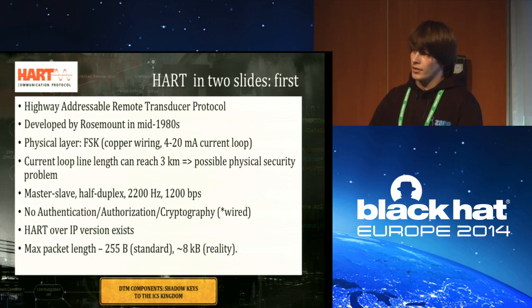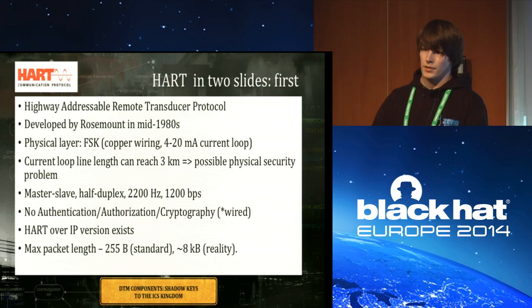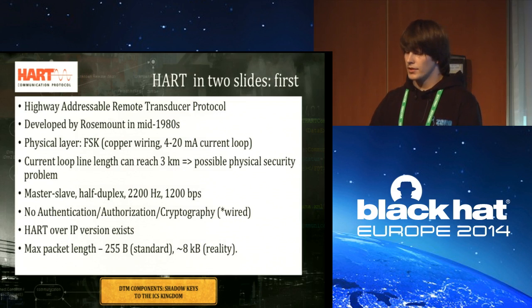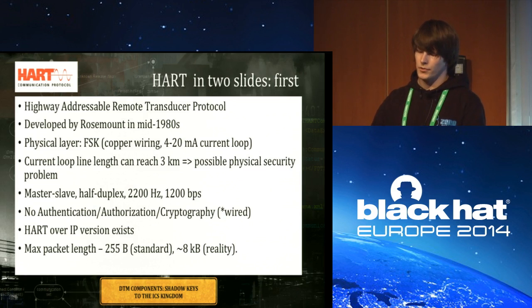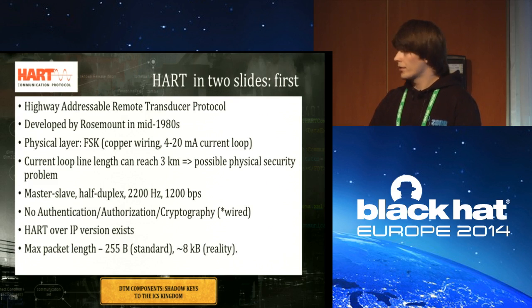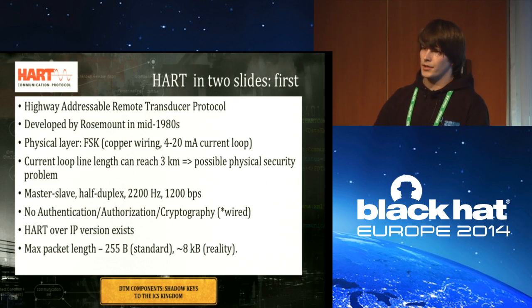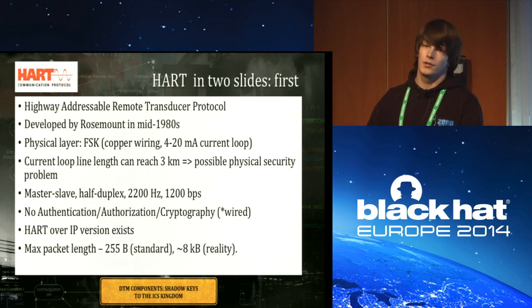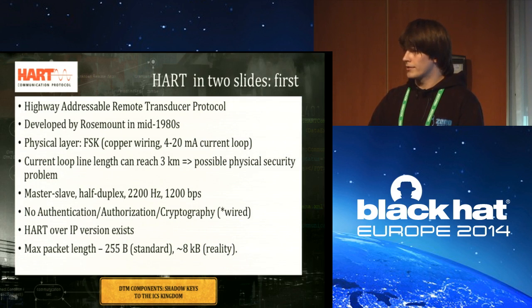HART uses a half-duplex master-slave communication scheme. It works over 1200 and 2200 Hz frequencies and has a 1200 baud speed. The maximum HART packet length is bounded to 255 bytes on paper by the standard, but in practice it can reach up to 8 kilobytes, and we checked it. In practice it works.